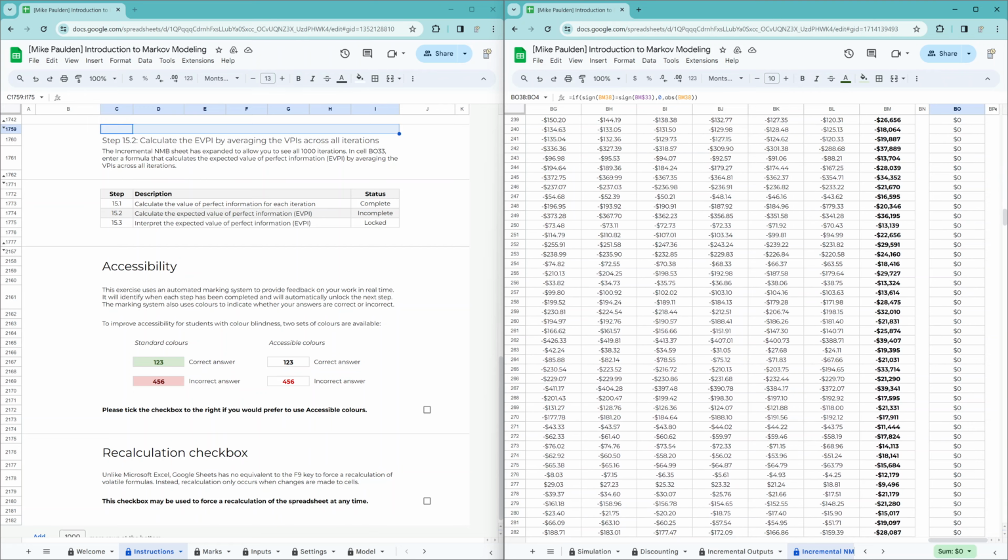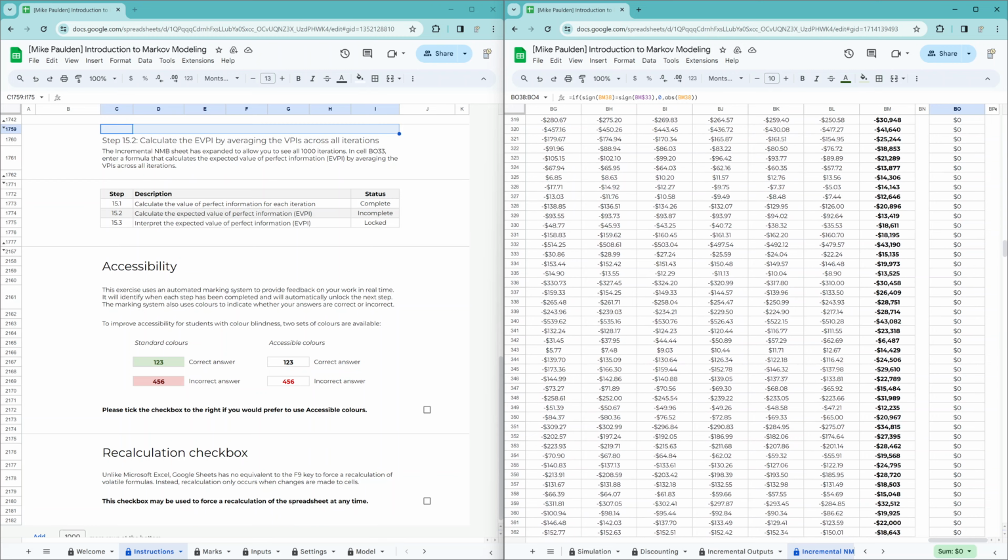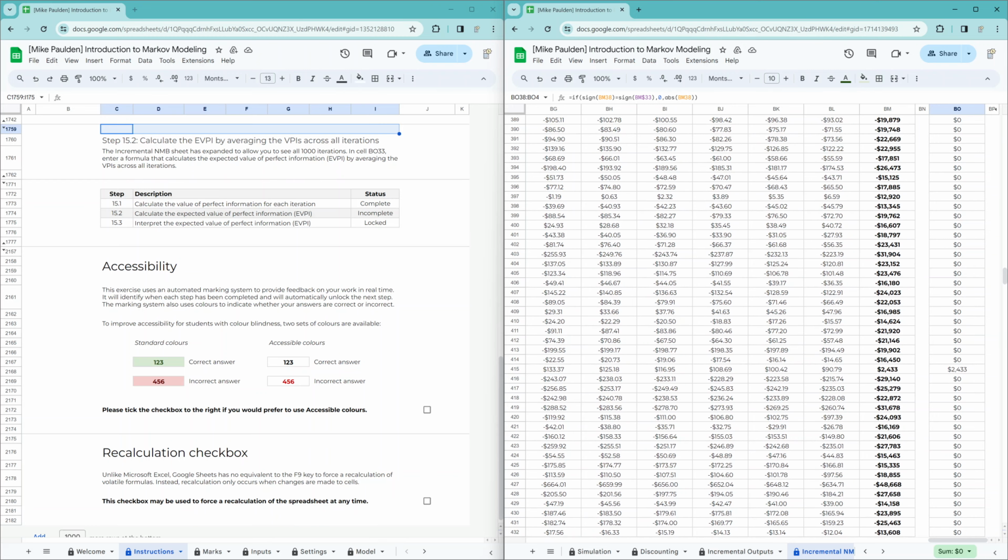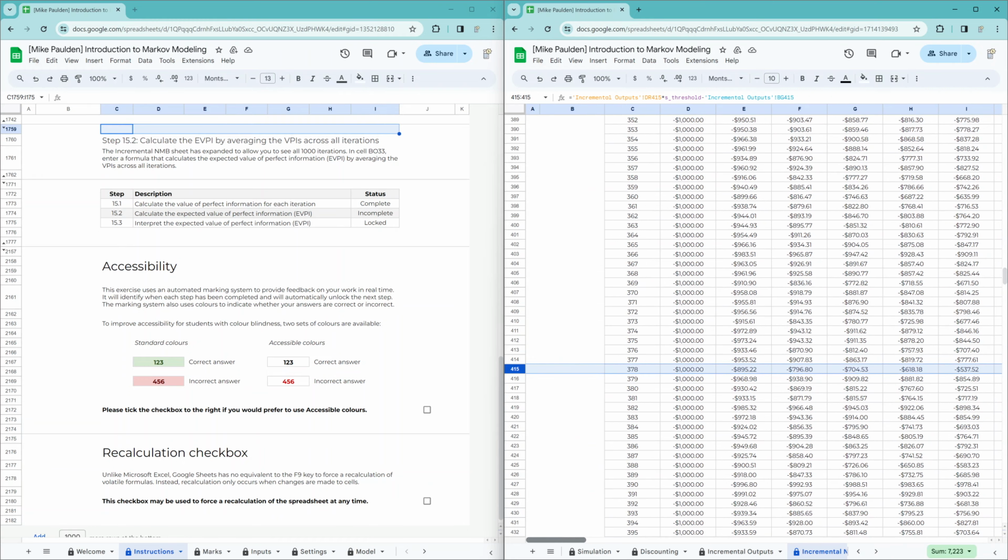Oh, did I see something? No. Oh, there we go. On this iteration, it was positive. So we have correctly pulled in 2,433. This iteration, which is in row 415, is actually iteration number 378.